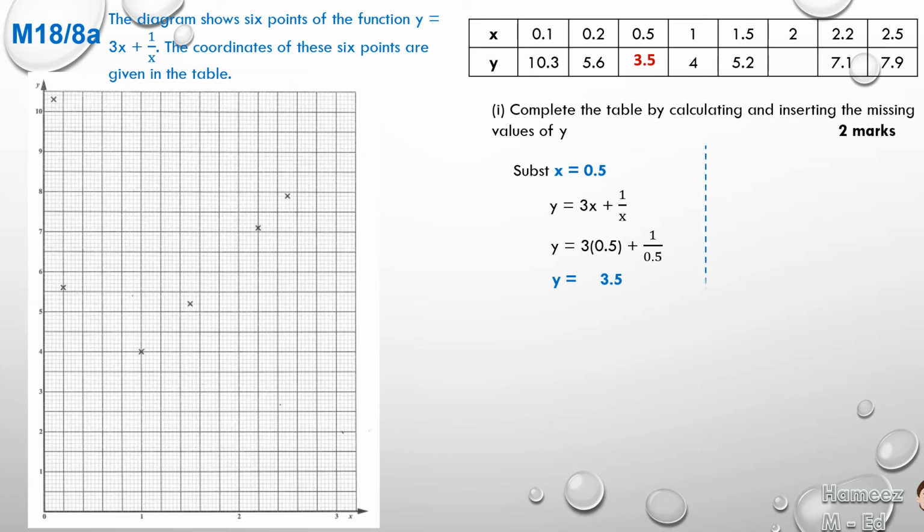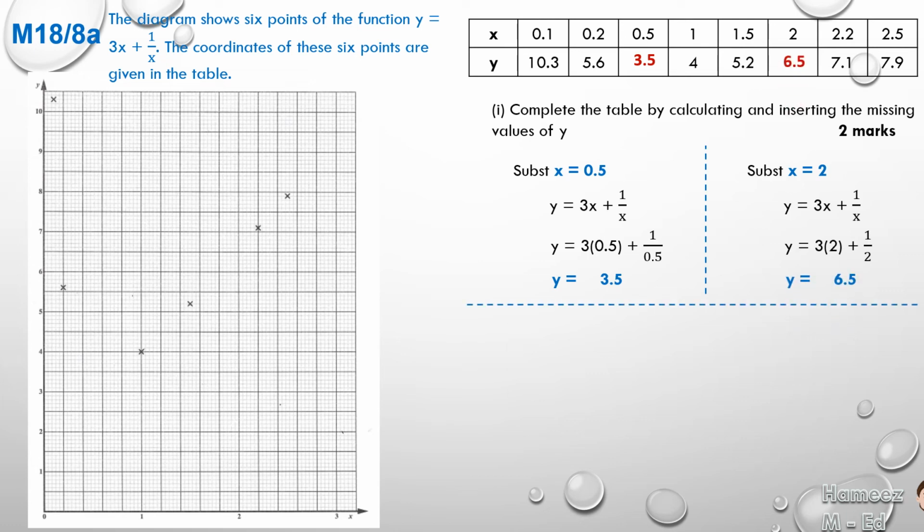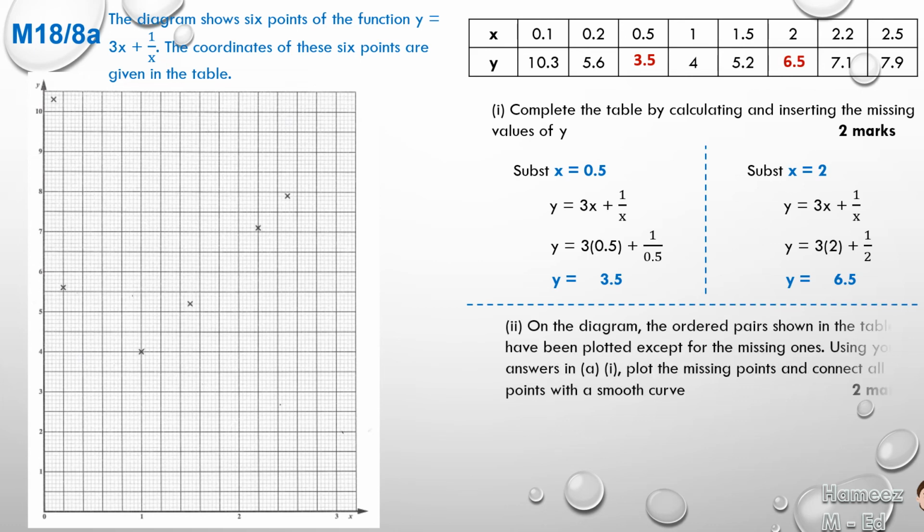And let's do the same format for the second point, when x is equal to 2. So y is equal to 3x plus 1 over x. 3 times 2 plus 1 over 2. 3 2s are 6 plus 0.5 is 6.5. So we could bring that up in the table as well. Part 2 says, on the diagram, the ordered pairs shown in the table have been plotted, except for the missing ones. Because if you notice, we have 6 points plotted on the graph, and we have 6 points, both x and y, in the table that was given.